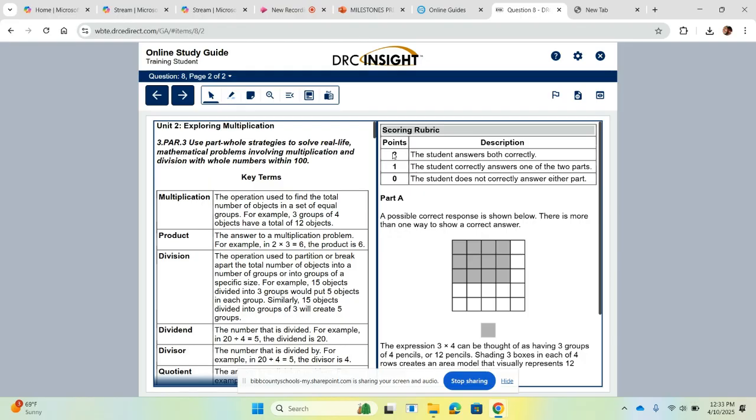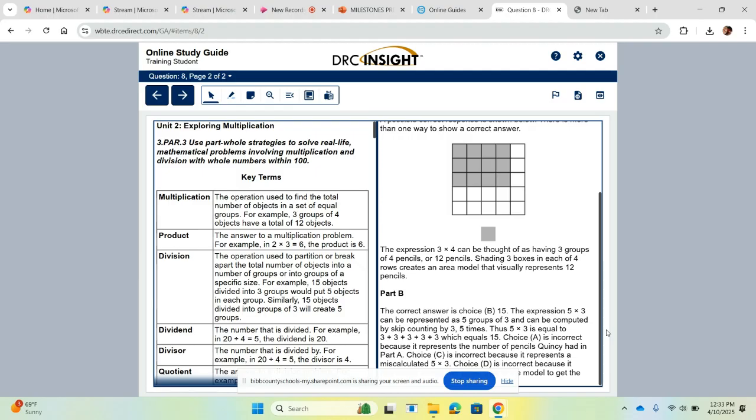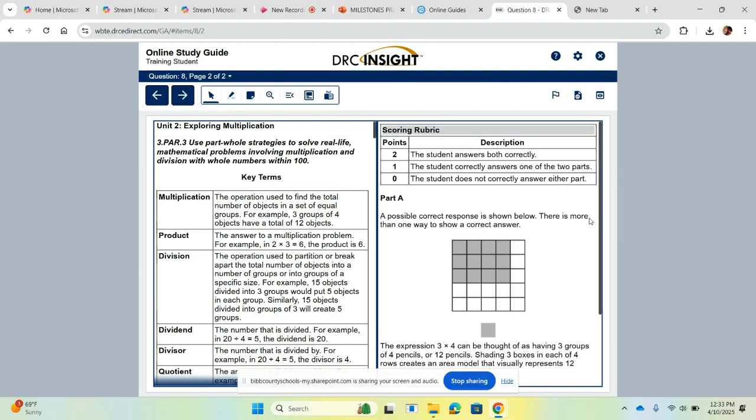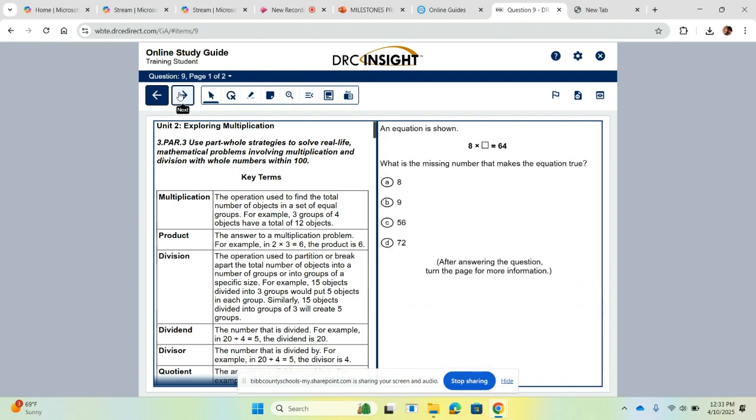So 2 points for the student that answers both questions correctly. 1 point for the student that correctly answers one part. All right, so we got both parts correct. So we got 12 pencils, and then we've got 15 as the answer for the expression. So this is part of the training. Please go through these online tutorials with your students.